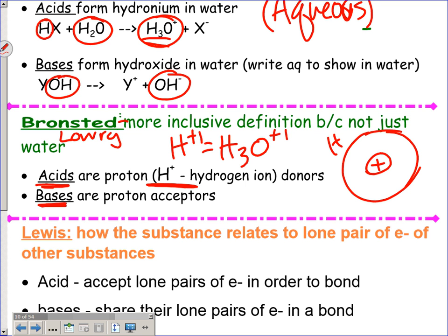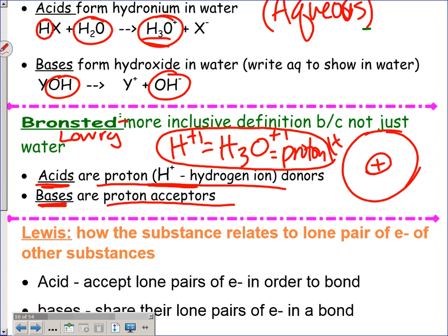So this word: acids are proton donors and bases are proton acceptors. Proton literally means a hydrogen ion, or ion of hydrogen. Those are three equivalent words that I want to make sure you're familiar with, that they are the same. Got that? Thumbs up? So with that, you'll see the definition referencing proton. It just means hydrogen ion.